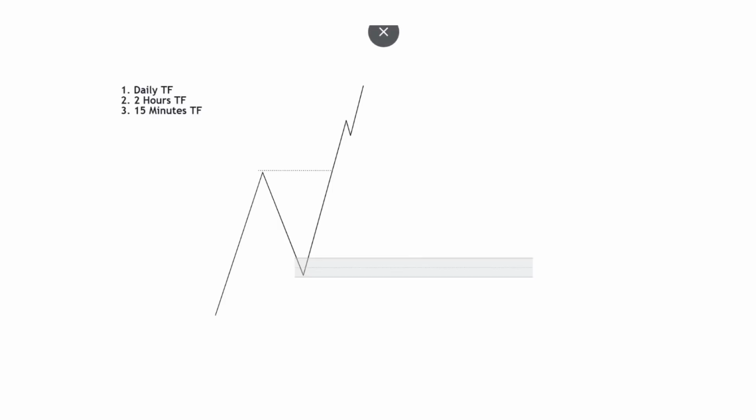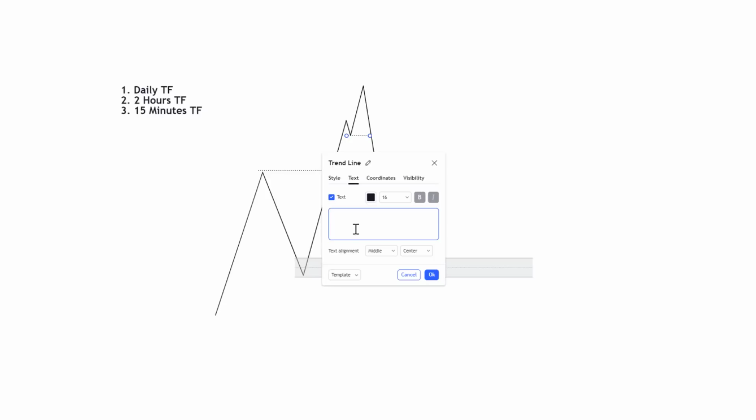Now at this point, what you can clearly see is that price returns back into this range, and we have a shift in market structure right here. This is actually a market structure shift, which a lot of people call a change of character. So this is a market structure shift.